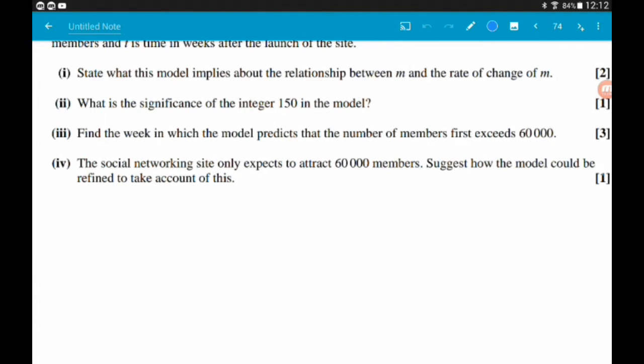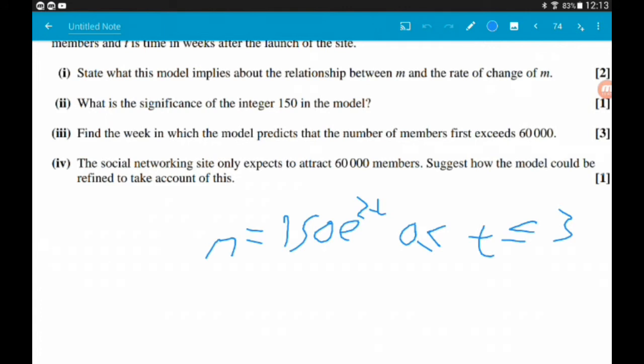And for the final part, the social networking site only expects to reach 60,000 members. We want to suggest how the model could be refined to reflect this. So, what I was thinking here, I had to think a little bit. The model could be written as a piecewise function. So, for example, we could say m equals 150 e to the 2t for values of t greater than or equal to 0 and less than or equal to 3, and then we could say 60,000 for t greater than 3, like that. That would reflect their expectations.